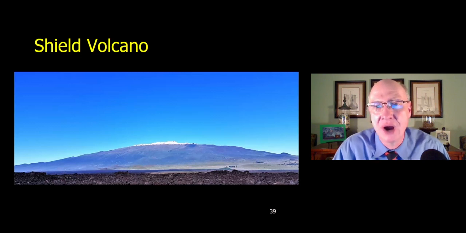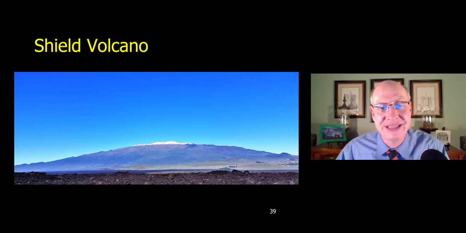Shield volcanoes are formed over hotspots in the mantle of the Earth. And the rocks that flow up, the molten material that flows up, forms basaltic lava. Basaltic lava is very dark in color, almost black in color. And it's also lava that is very thin and very runny.